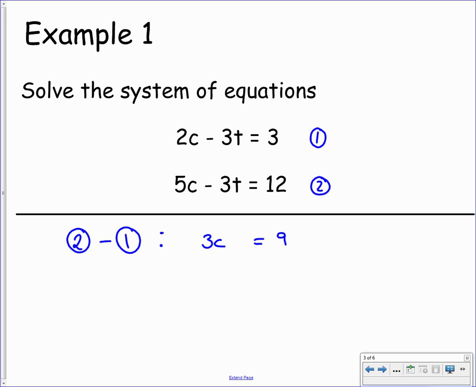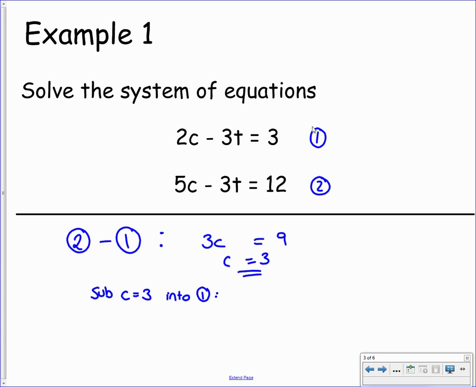Now we're left with a nice straightforward equation. We've got 3 lots of c equals 9, so dividing by 3, we get c equals 3. That's one of our variables. Again, as before, we want to substitute this one into one of the equations. Again, it doesn't matter which one you put it into. Let's just go for equation 1.